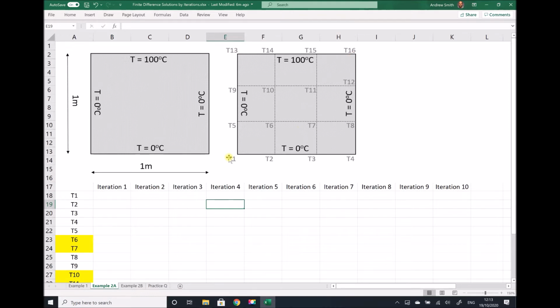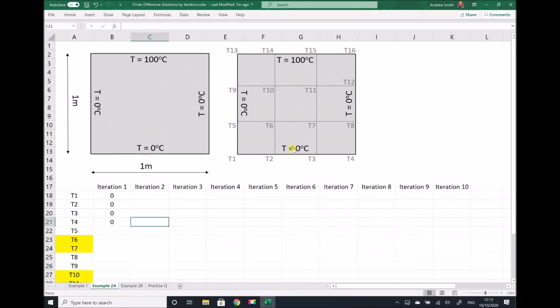We know that the temperatures at each of our bottom points here is 0 degrees, because they all sit on that bottom line. The corner cells, T1 and T4, sit on two boundaries where the temperatures are 0 degrees C. So therefore, we know that T1 to T4 are all 0 degrees C. I'm going to input those now, and I'm just going to input those as raw values because those values aren't going to change at any point during the iteration.